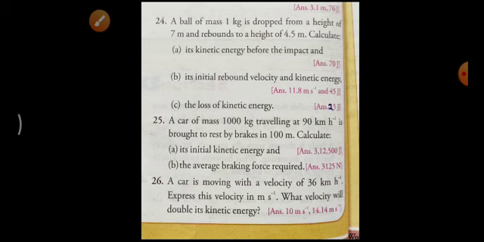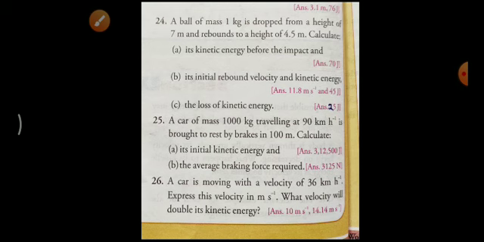Then number 25, a car of mass 1000 kilogram travelling at 90 km per hour is brought to rest by brakes in 100 meter. This one is quite a simple one, okay. You must try this. Initial kinetic energy we have to calculate, then the average braking force is equal to mass into acceleration. Mass is given, a we need to calculate by using the equations of motion, yes, and we can calculate the force also, that is force is equal to mass into acceleration. Here it will come negative because retardation is taking place, because brakes are applied means the motion will be decreasing. So you must try this one.